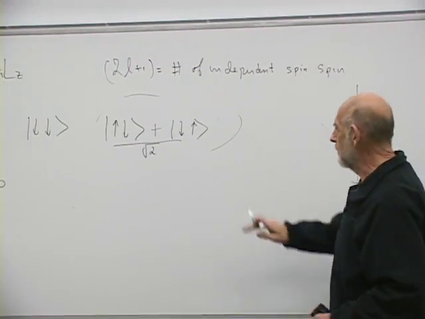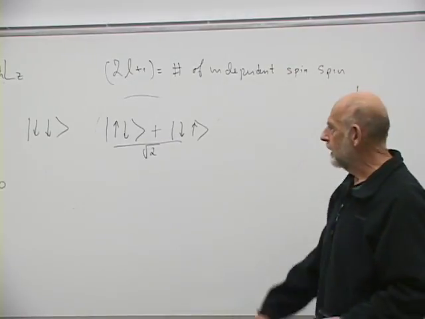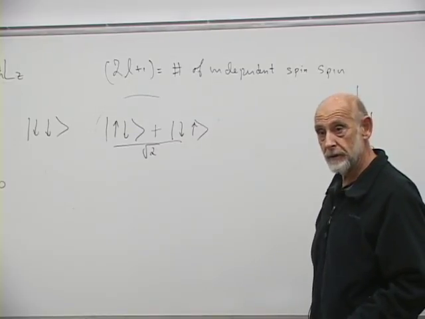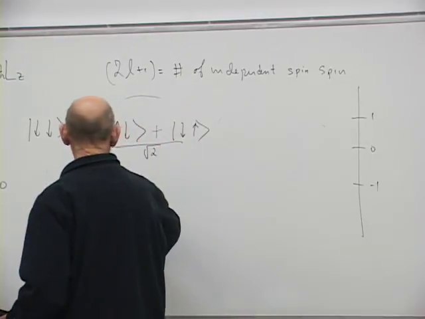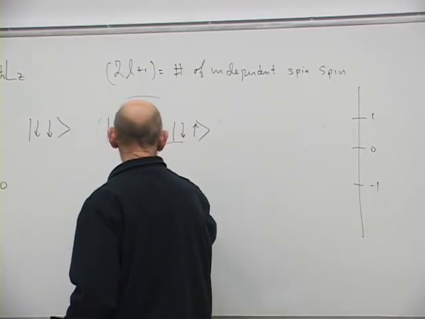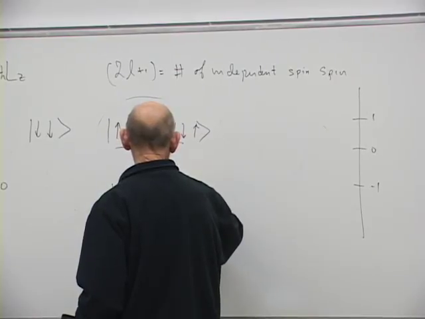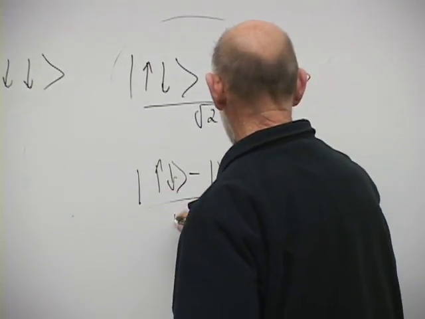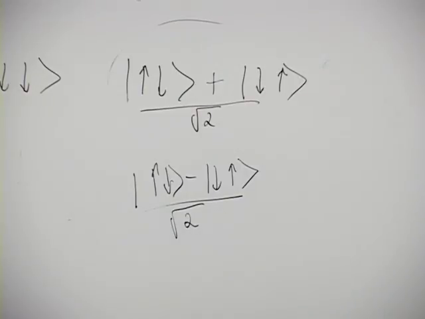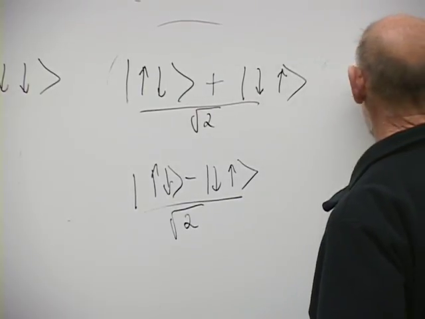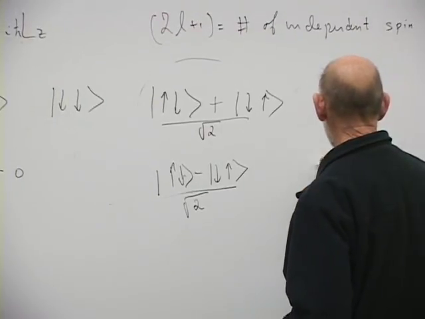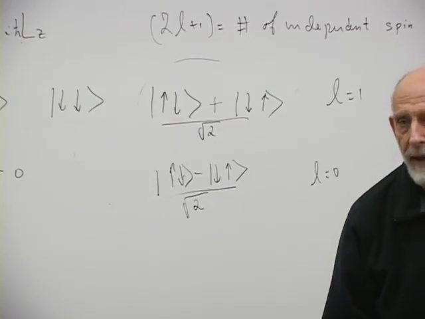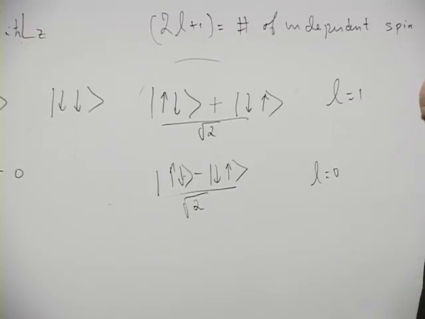And what about the other one? We're missing a state. There were 4 altogether. Here we have 3 linear combinations. What's the other linear combination? The other orthogonal linear combination, with a minus sign. So there's another one here with up, down, minus down, up, over square root of 2. These 3 correspond to L equals 1. This one corresponds to L equals 0. So these are the ways that you can put 2 spin halves together to make the 2 possible combinations.